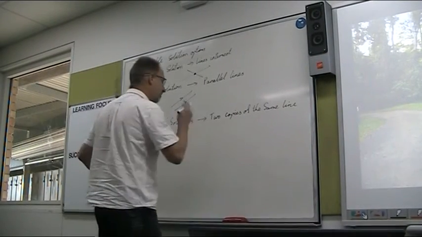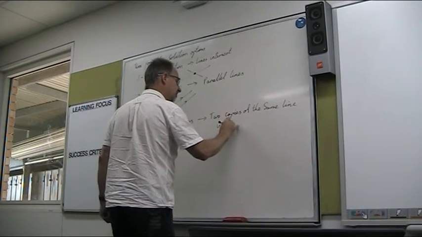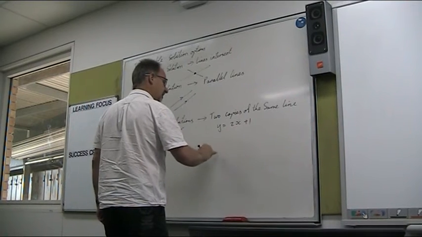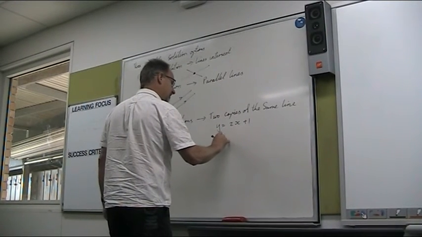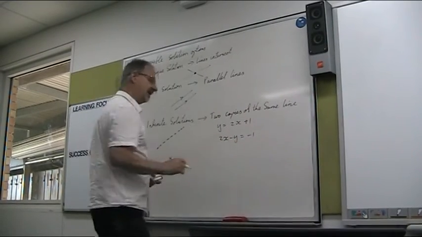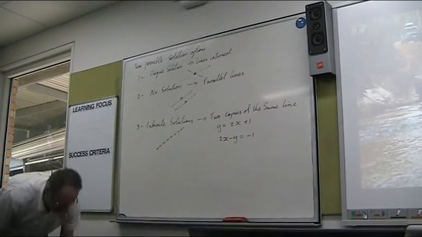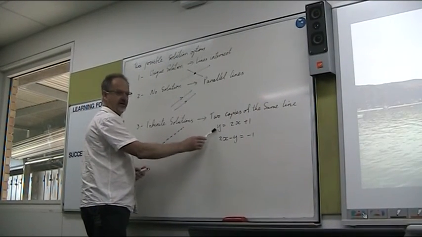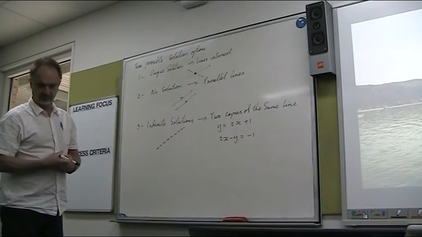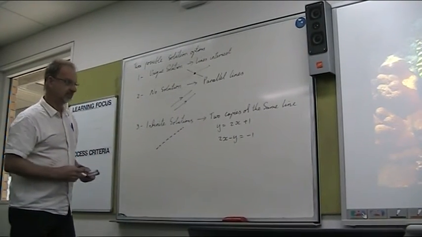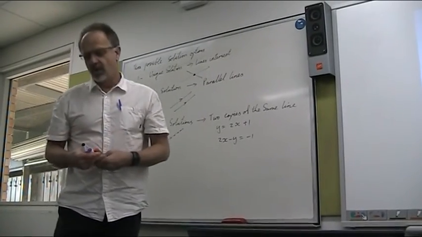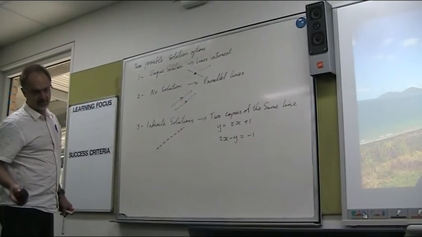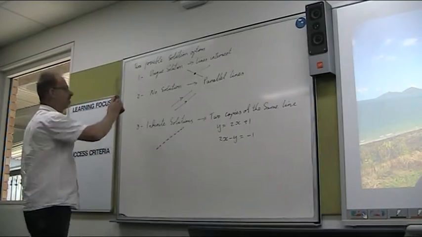So an example might be something like this, for example, y equals 2x plus 1 and 2x minus y equals negative 1. All right, these two, while they're written differently, they're actually the same line. They've just been rearranged. Okay, a couple of examples.